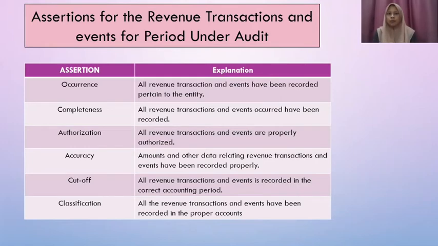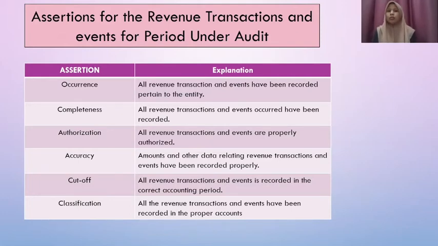So for the occurrence, management needs to ensure that all revenue transactions and events that have been recorded pertain to the entity. Completeness, management needs to ensure that all revenue transactions and events that occurred have been recorded. Next, authorization. It is the management's duty to make sure that the revenue transactions and events are properly authorized. And for accuracy, amounts and other data relating to the revenue transactions and events have been recorded properly.